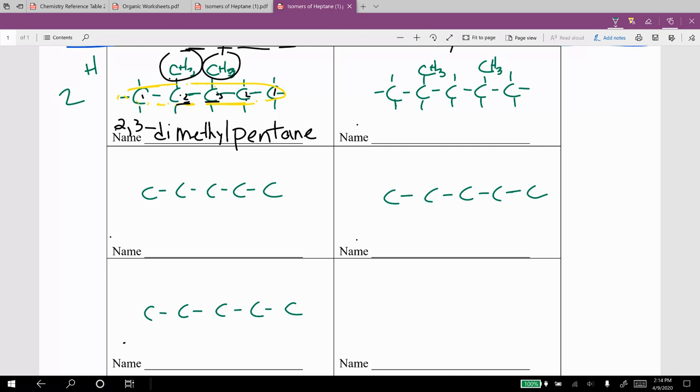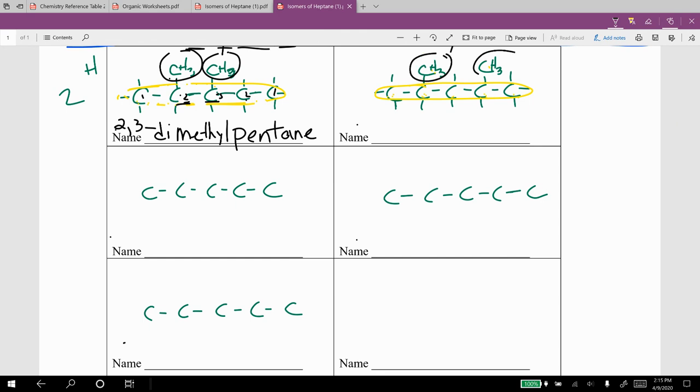And again, at the end of every one of those lines is an H, but for the sake of time and for your and my sanity, I am not going to draw those. To give it a name, I want to circle my longest carbon chain. 1, 2, 3, 4, 5. 5 is the longest. There we go. 5. And now I have 2 branches.